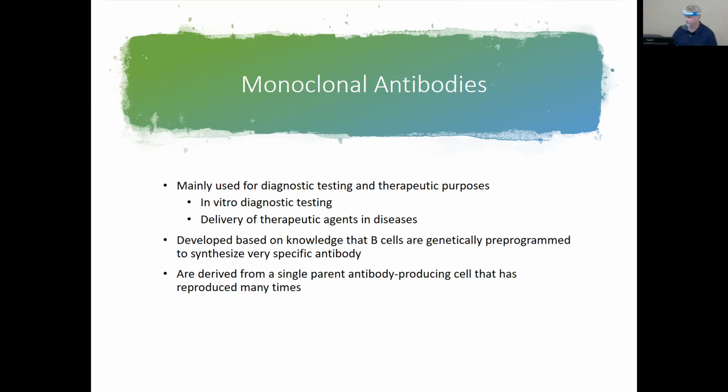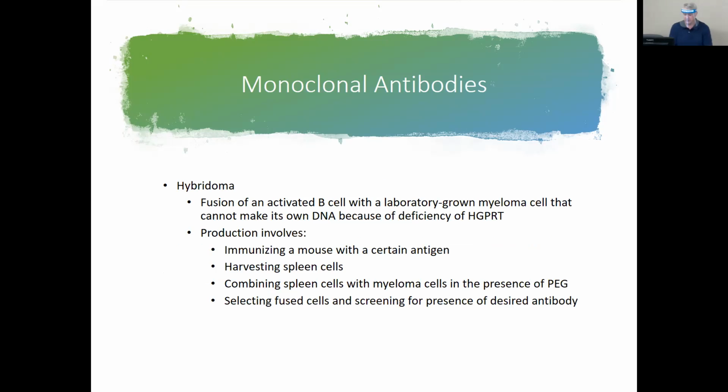So we have this where we form a hybridoma, where we fuse an activated B cell. Now you understand that. We've talked about the B cells enough, and we've talked about the maturation. We've talked about the activating of the B cell and how that happens. And what we're going to do is fuse it to a laboratory-grown myeloma cell that cannot make its own DNA because it's deficient of HGPRT. I love when we shorten those up because then I get to ask you guys, what is HGPRT?